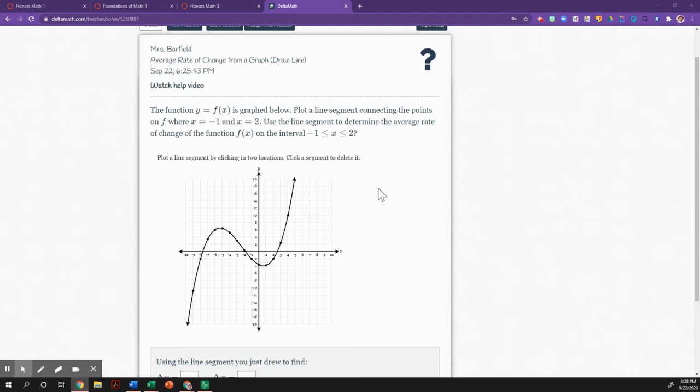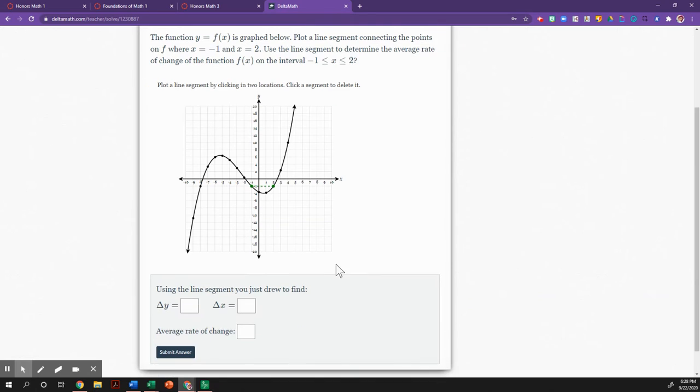-1 to 2. So you can see here, I got a little dot following my mouse around. I'm going to go to x equals -1, go down to the point on the function, and click on it. And when I do that, a line extends out. Then I'm going to go to x equals 2, go down to where the function is, and click on it. So that's step number 1. You have to have this line segment, or Delta Math is going to tell you you've done the problem wrong.